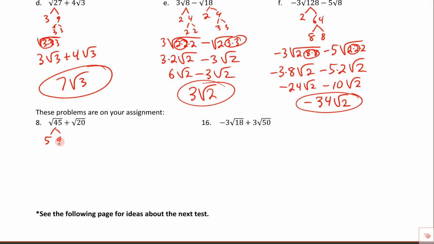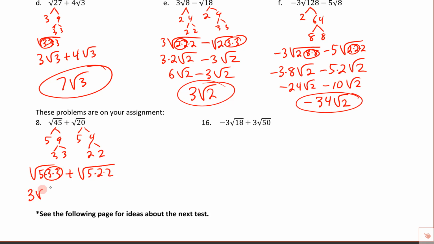Again, this is going to be 5 times 9, and that's 3 times 3. So we end up with the square root of 5 times 3 times 3. This would be 5 times 4. And this would be 2 times 2. So this is going to be plus 5 times 2 times 2. So let's take a look at what we've got here.